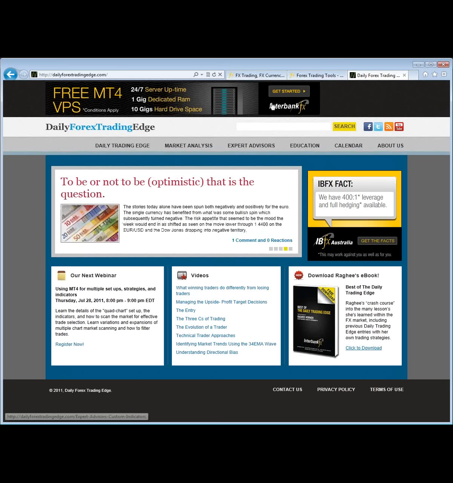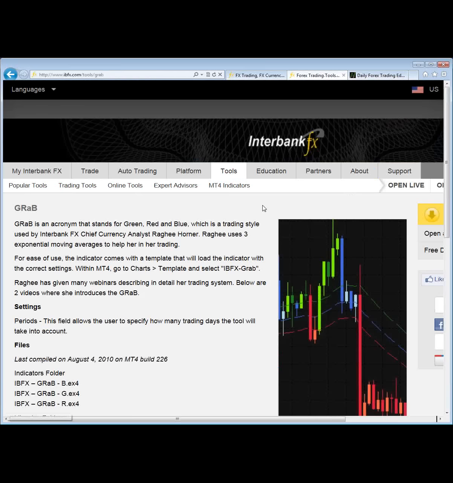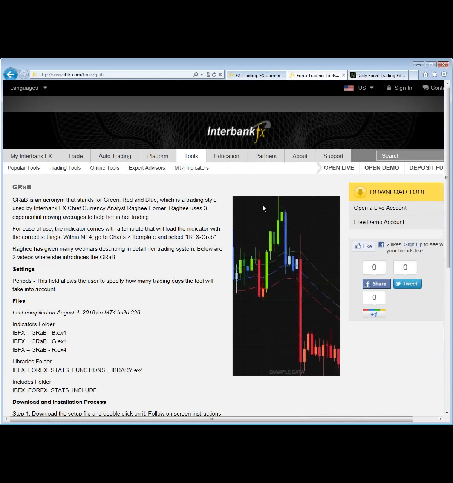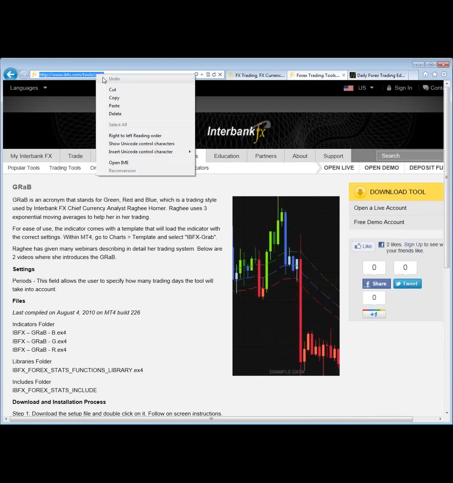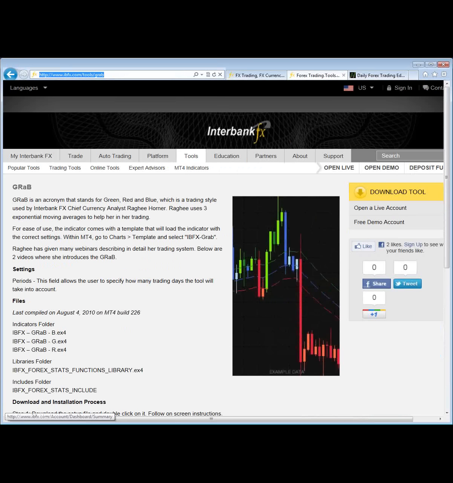All right, so having said all that, for those of you that are still running the older version of the MT4, you will have to head on over to ibfx.com/tools/grab in order to get the tools that you'll see running on my charts, namely the grab candles and the 34 EMA wave. For those of you that have that mid-May build, it's already in your custom indicators folder, along with some of the other tools I'm going to be looking at today, including the power stats and the new version of the auto chartist.